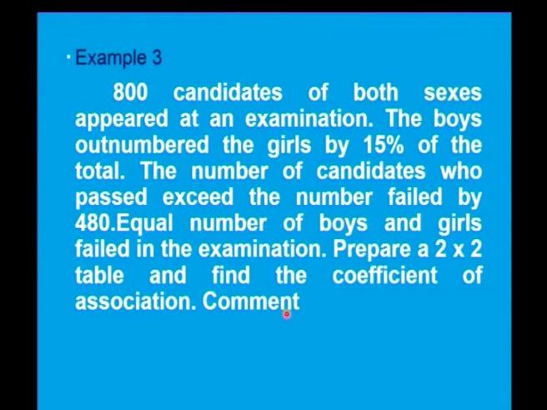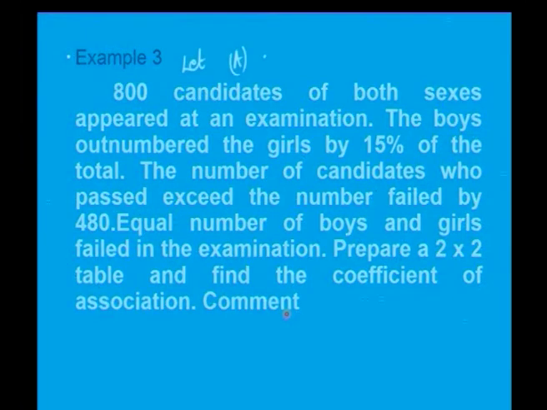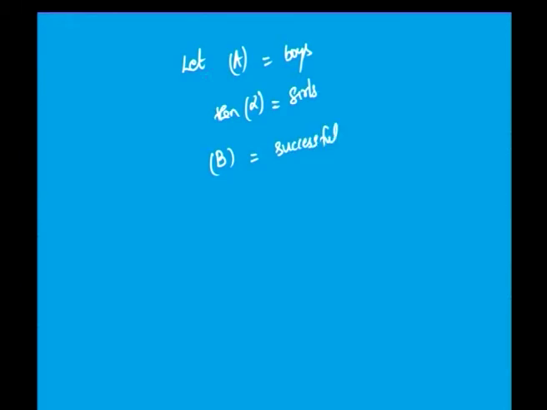So first of all we will describe what A is. A is represented by boys. One attribute is with respect to the sex, as I told you. So let A represent boys. Then alpha will represent girls. Okay. So next, B represents successful candidates. So beta will represent failed candidates.